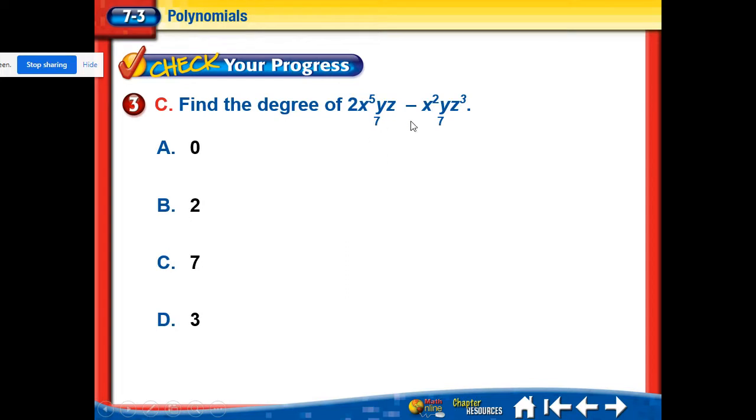And here we have 7 and 7. Again, I'm writing these numbers in here. You'll normally not have those. But 7 and 7, well, they're both 7, so the biggest one is obviously 7.